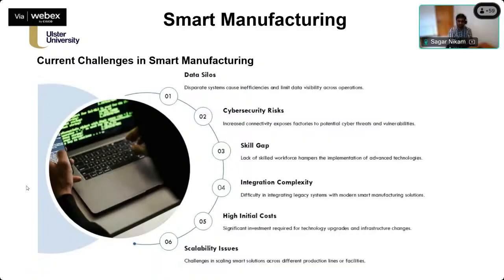The third challenge is the skill gap. As we are moving towards higher technology, we need a skilled workforce to adopt and work on these advanced technologies. Then integration complexity. Obviously, we are not going to remove all the old machines and put new machines there. No, that's not possible.